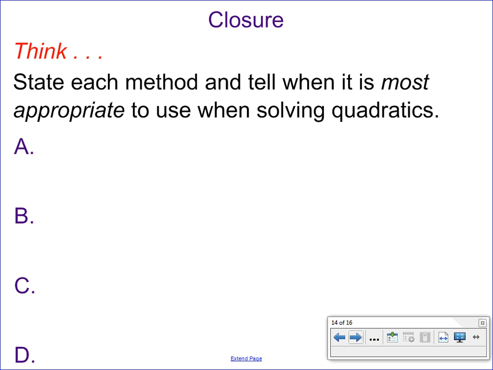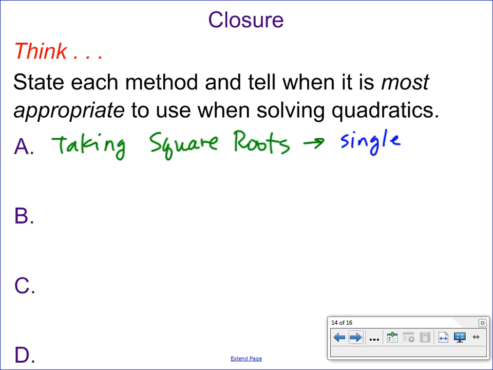And so we've seen our 4 methods now. So what's one method, Jared? Good. By taking square roots. We've seen that's appropriate if we have a single squaring term or quantity squared.